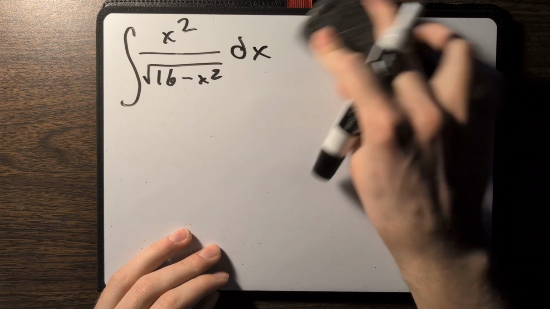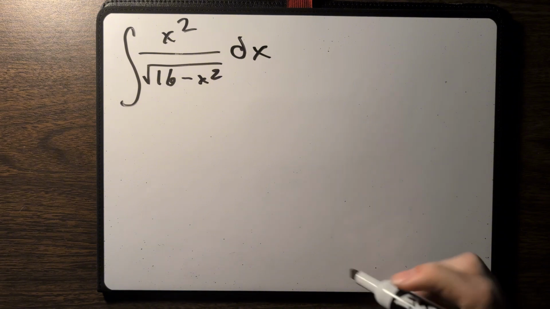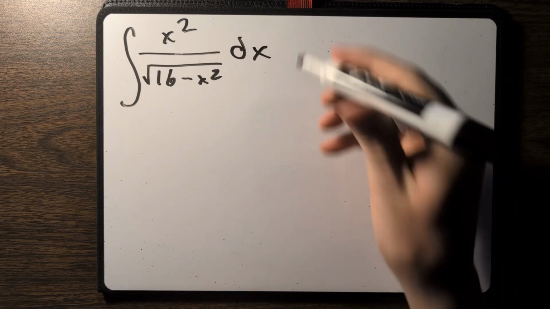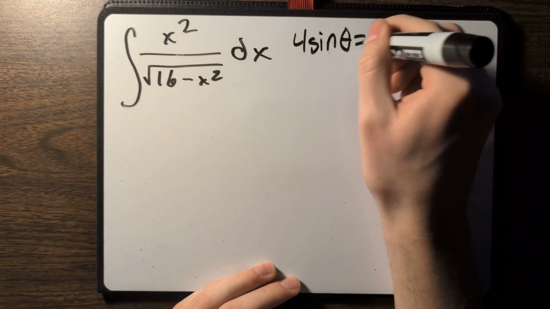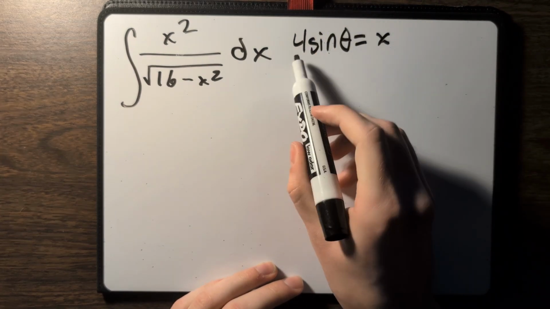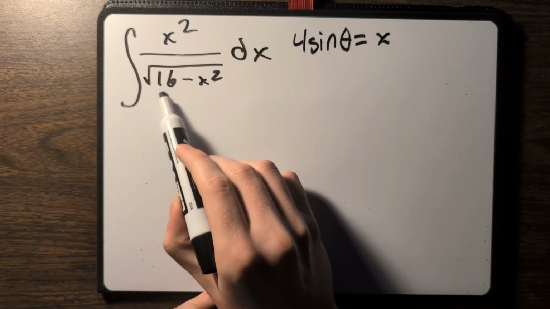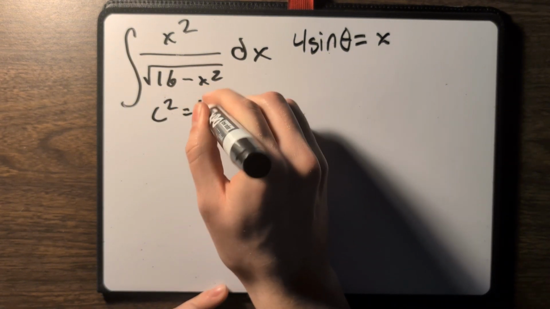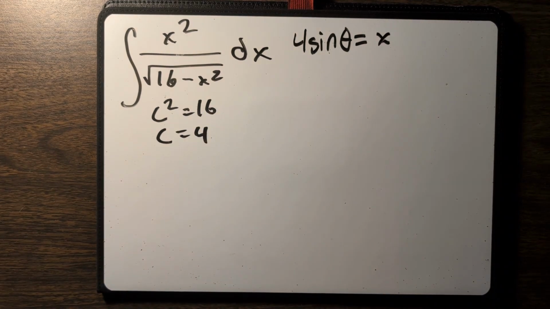So in order to solve this, we have to pick a function. Usually it's either sine, tangent, or secant. In this case, it's easiest to apply sine, but not just sine, 4 times sine theta, because our c here is equal to 4. c squared equals 16, therefore c equals 4.